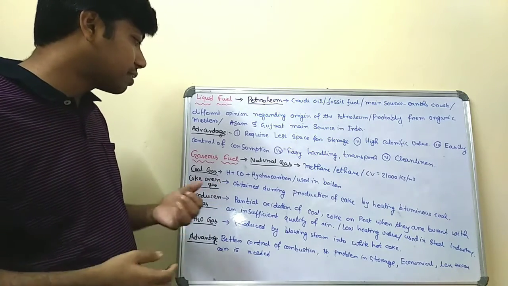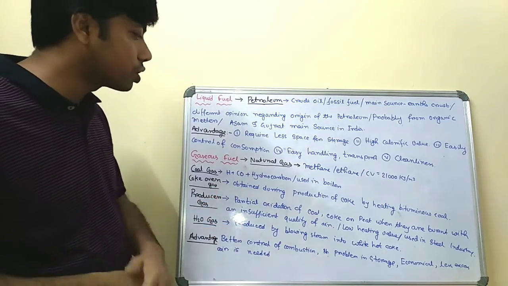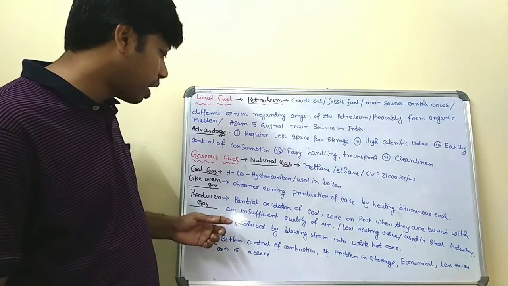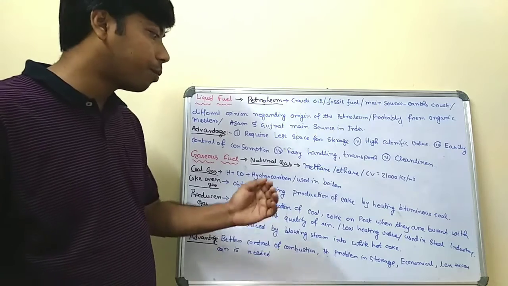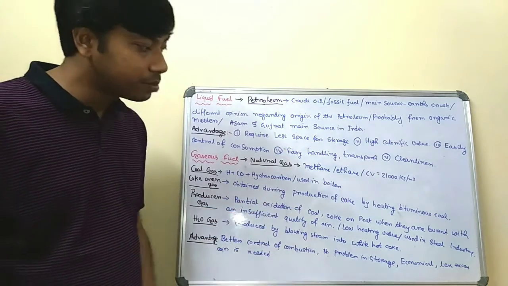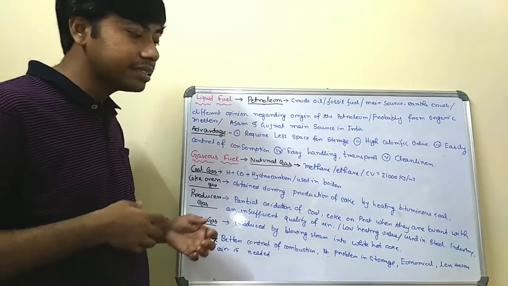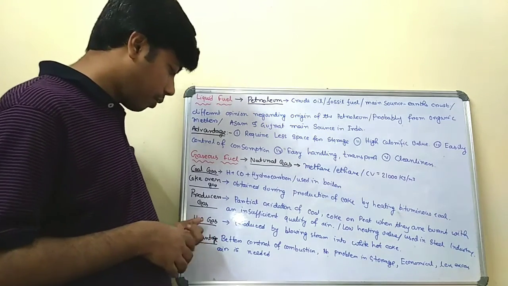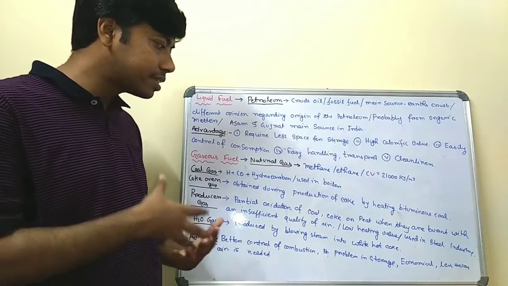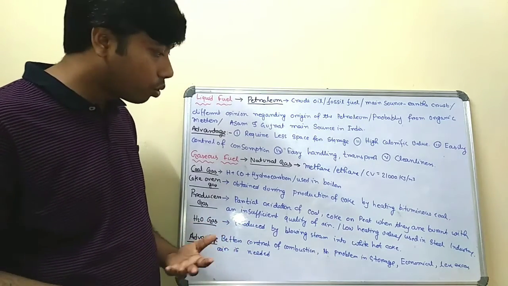Now, producer gas is basically the partial oxidation of coal, coke, or peat when they are burned with an insufficient quantity of air. It has a low heating value and is used in the steel industry. Now, water gas is basically produced by blowing steam into white hot coke.